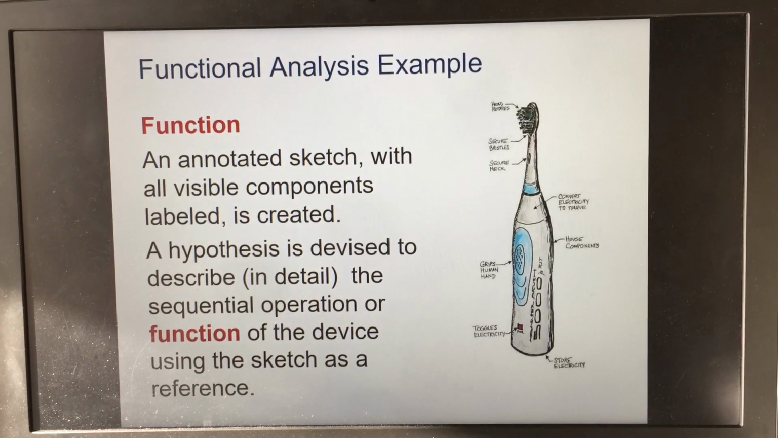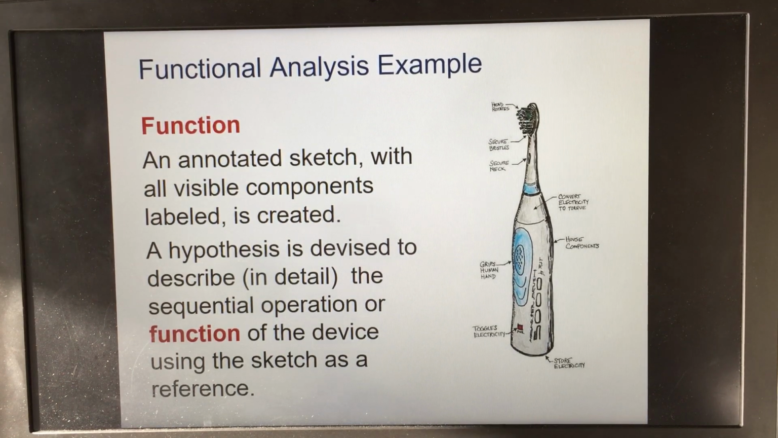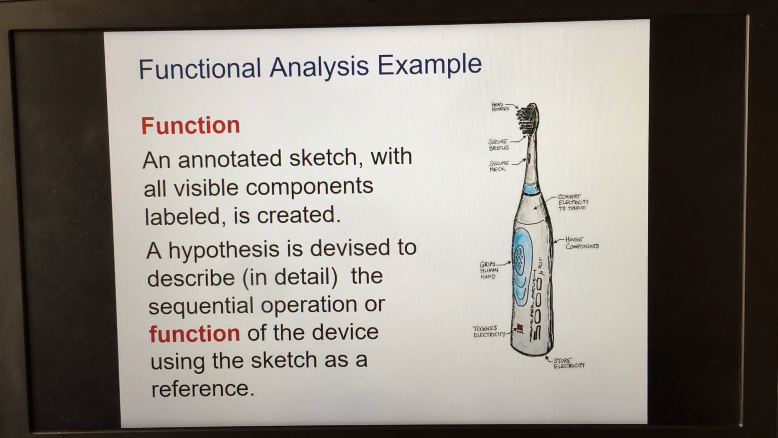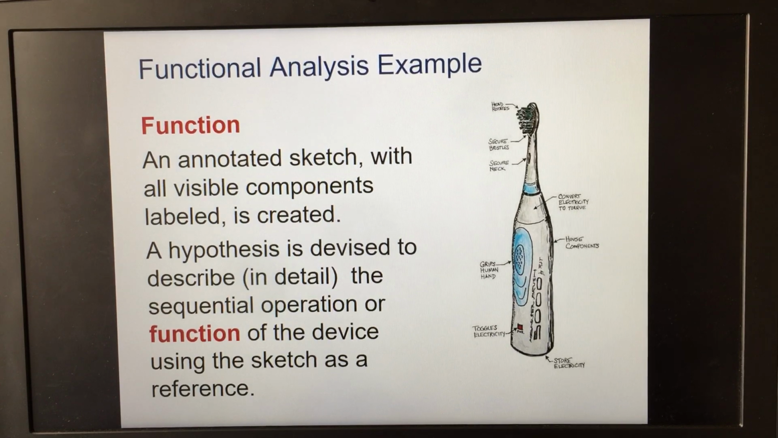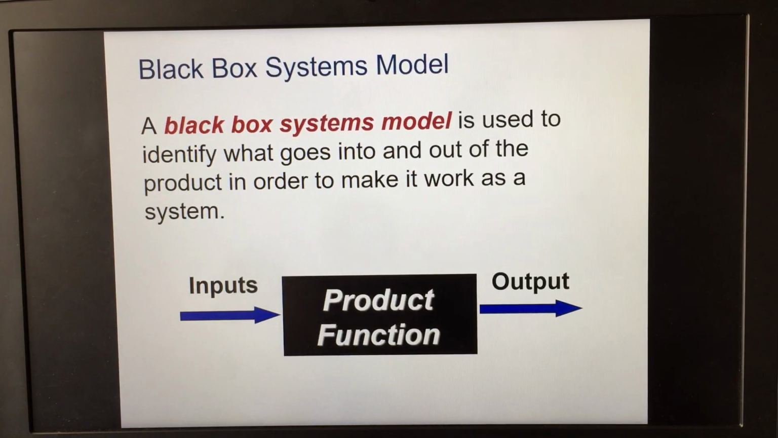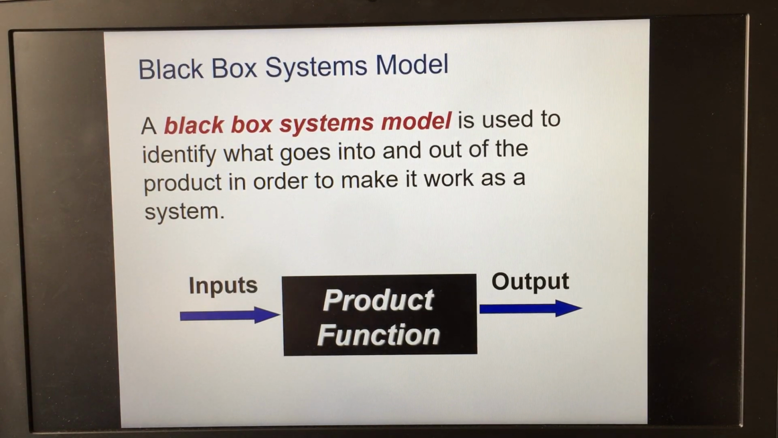One second here, I'm going to make this bigger so you guys can read it better. There we go. So the hypothesis is devised to describe how something works before we actually take it apart. And that's why we call this the black box system model. So we can identify what we input into the system and we can identify what the output is, but until we open that box, it's just a guess, it's just a hypothesis. And that is okay at this point for your functional analysis.